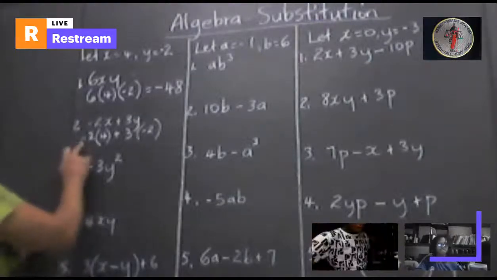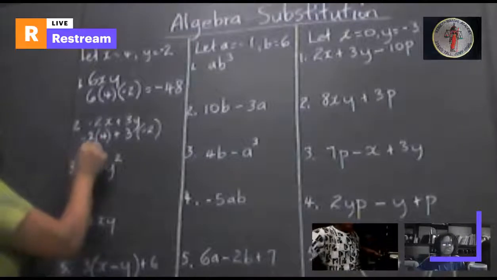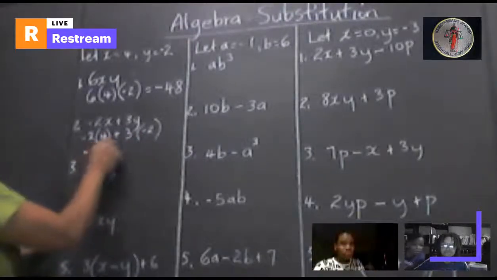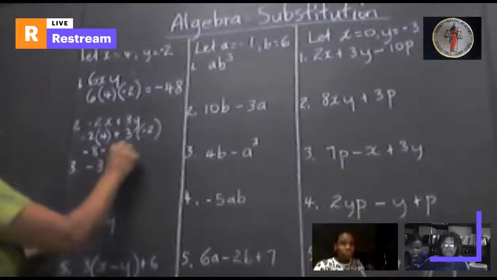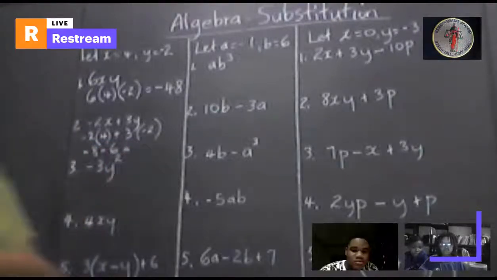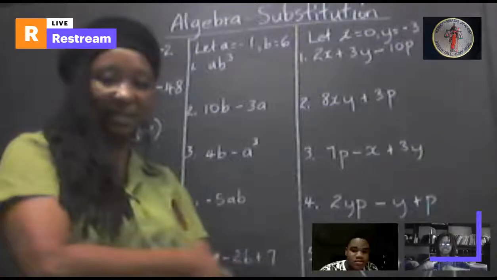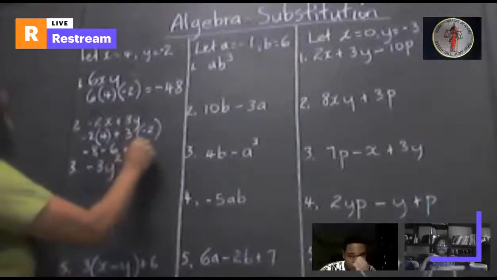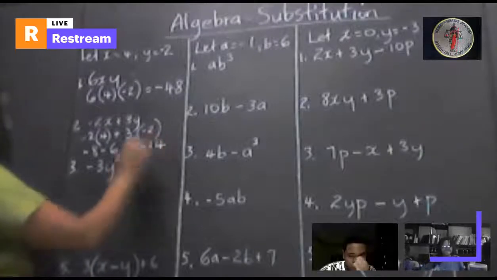All right, so negative 2 times 4, that's negative 8. 3 times negative 2 is negative 6. Okay, so what's my answer? I have negative 8 minus 6, negative 14. Okay, so that's the answer for number 2.